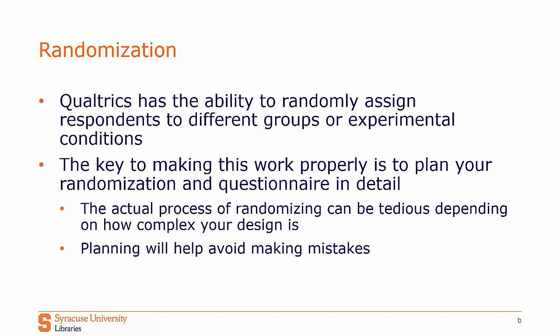Randomization in Qualtrics has the ability to randomly assign respondents to different groups or experimental conditions. The key to making this work properly, though, is to plan randomization and questionnaire in detail before you even start doing anything in Qualtrics. The actual process of randomizing can be tedious depending on how complex your design is, and so planning will help avoid making mistakes.